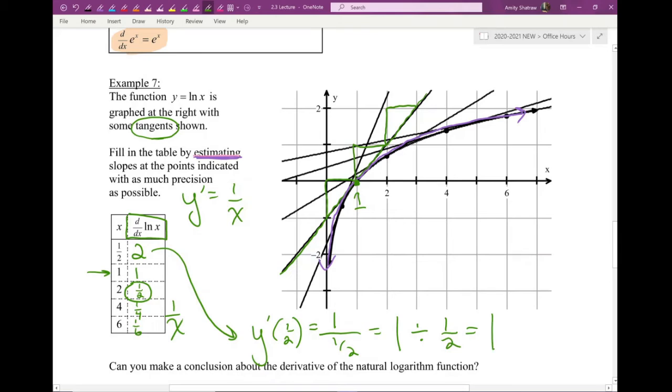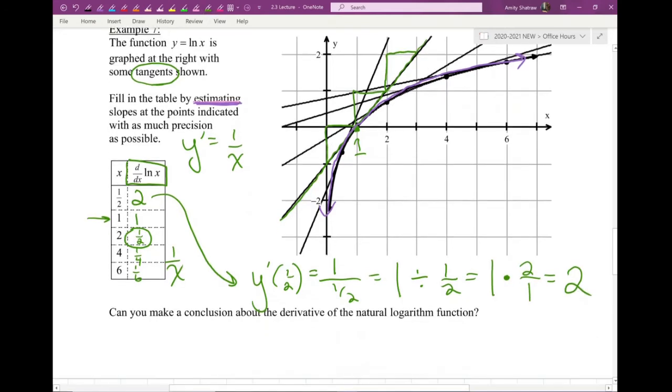Do you remember this little trick when you're dividing by a fraction? You're supposed to flip the fraction. That is how I end up with 1 times 2 over 1, which is 2. And therefore, if I had asked you what happens at 1/3, you should get a 3. What happens at 1/10? I should get 10. What happens if I put in 1 over 1,000? I should get 1,000. Okay? So hopefully now you can see that the derivative of the natural log of x is 1 over x. Awesome. Yes, my conclusion.